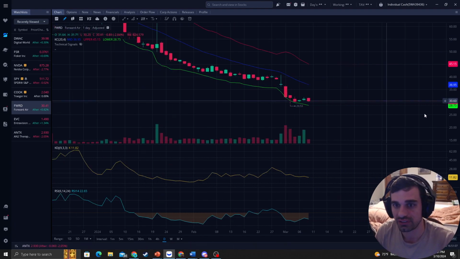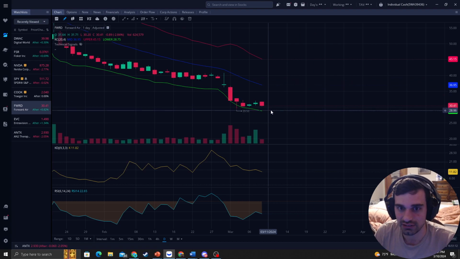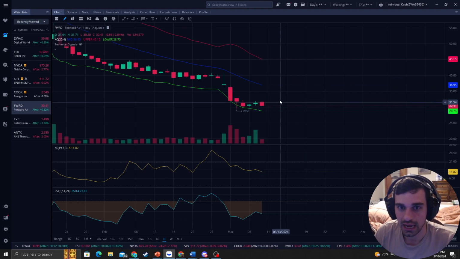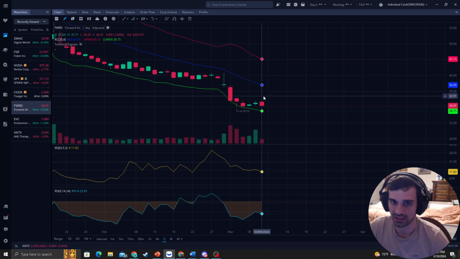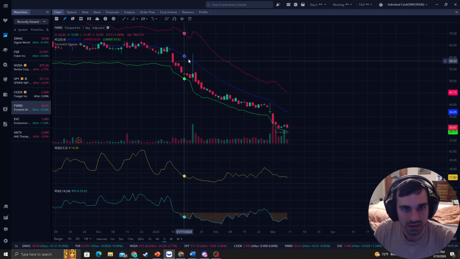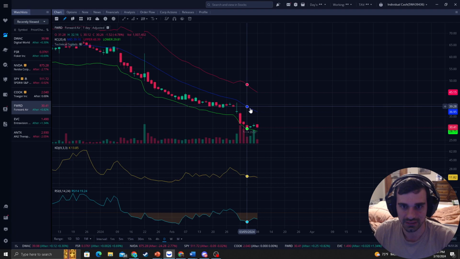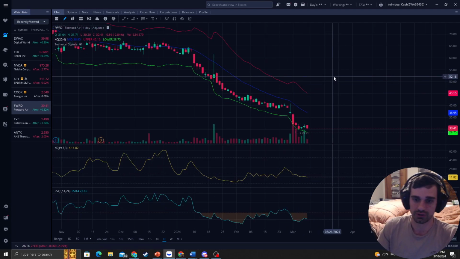So what I'm predicting, what I would like to see, is a touchdown here at the green band, and then a move right up here to the blue band, and the blue band is at $36.95. So we have plenty of room to go up, and we can go way more up than that. That's just a conservative target. I think this thing will start doing an uptrend for sure.